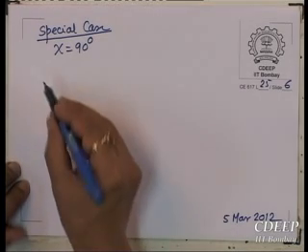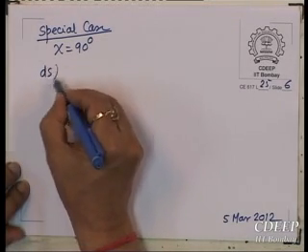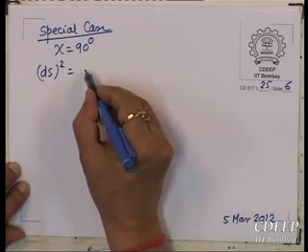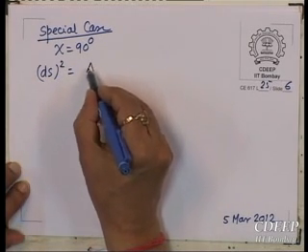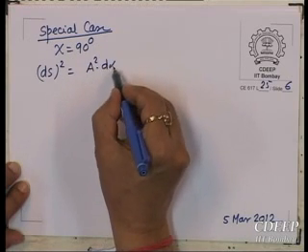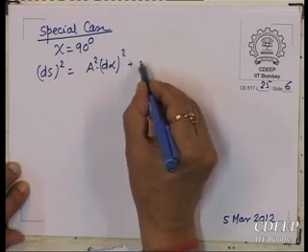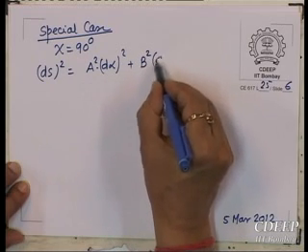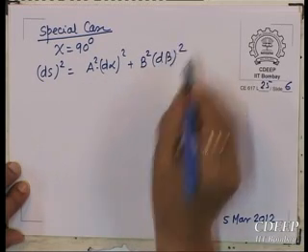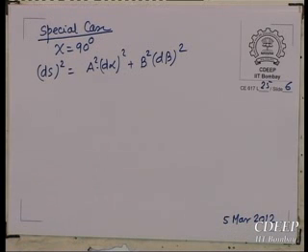Then you get simply ds whole square is equal to a square d alpha square plus b square d beta square. The middle term vanishes, because, cosine or sine, what was it? In between, cosine 90 equal to 0. Cosine 90 equal to 0. So you get a simple form.